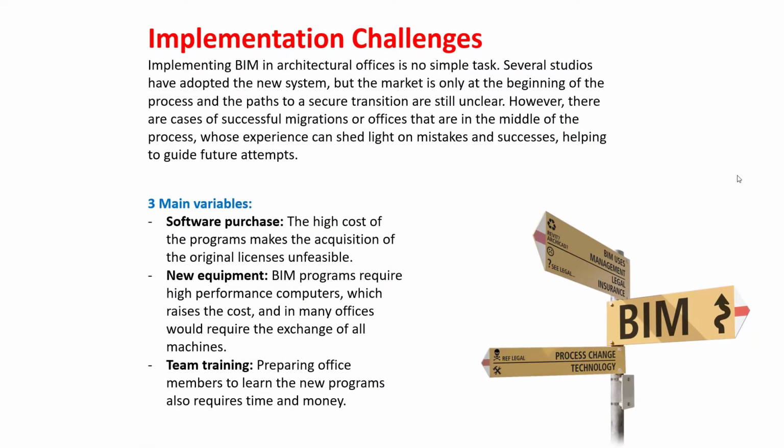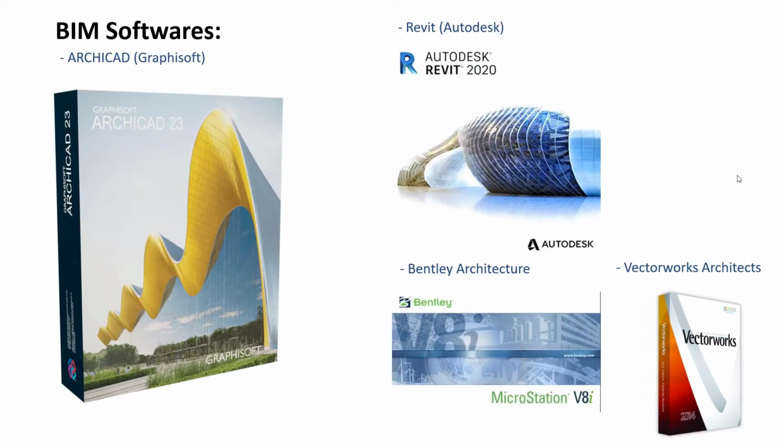Well, for the offices that want to make the transition to BIM, there are three main challenges. The software purchase, because it is high cost; new equipment, because BIM programs require high-performance computers; and team training, which also requires time and money. Beyond Archicad, the other BIM software available are Revit, Vectorworks, and Bentley Architecture from the MicroStation platform.